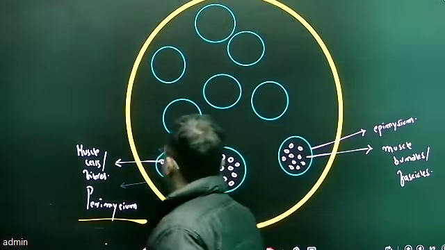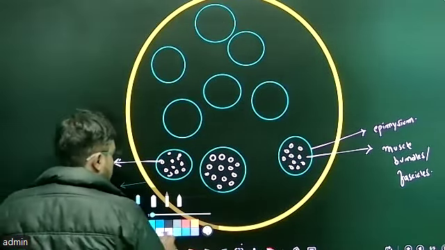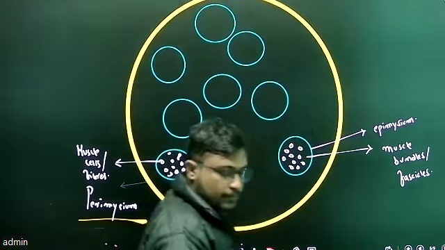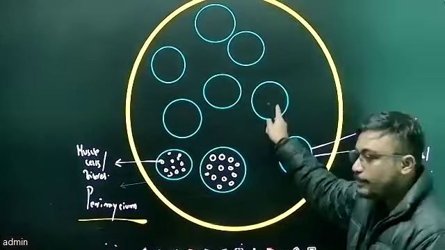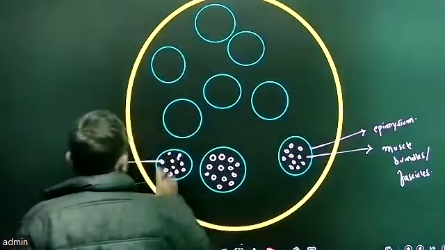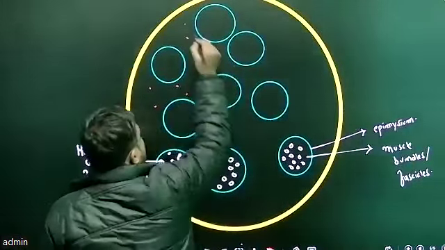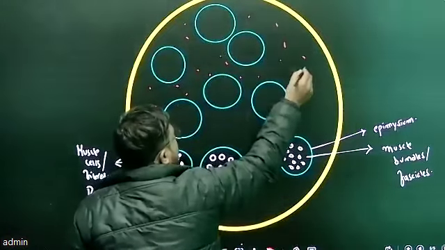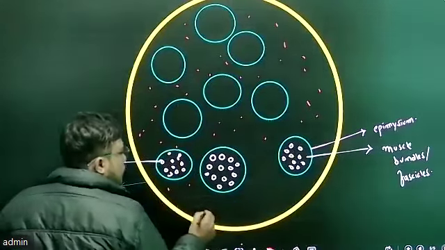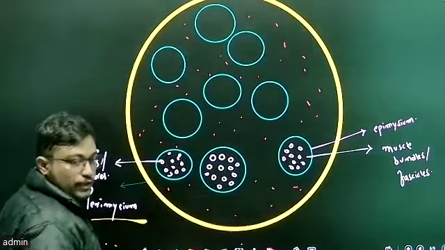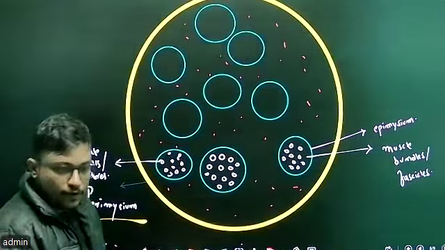Now, all this muscle bundle that you are seeing here, they are separated, right? All these are separated, but they remain connected together. So how will they remain connected together? They will remain attached together with the help of connective tissue.